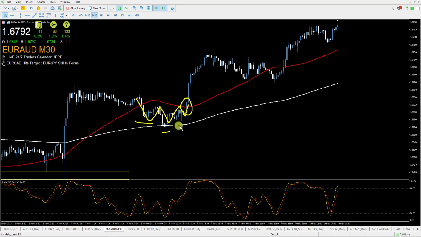There was an inverse head and shoulders here. Price rallied to the upside. We consolidate. We came back into the 50 MA. We tried to breach the low. We failed. We closed above.